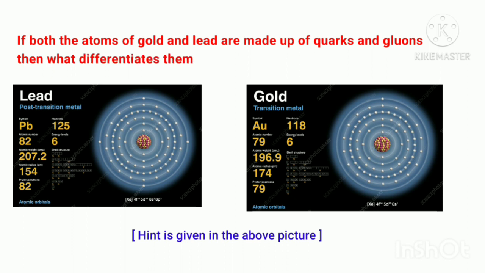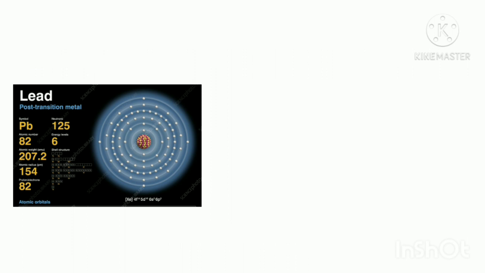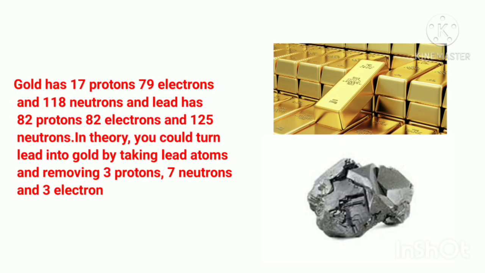Here is a small question for you. If both the atoms of gold and lead are made up of quarks, then what differentiates them? What differentiates them is the number of protons, electrons, neutrons in an atom.